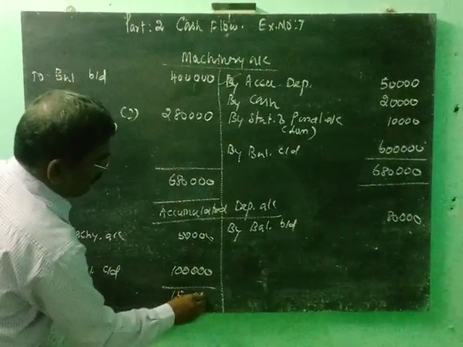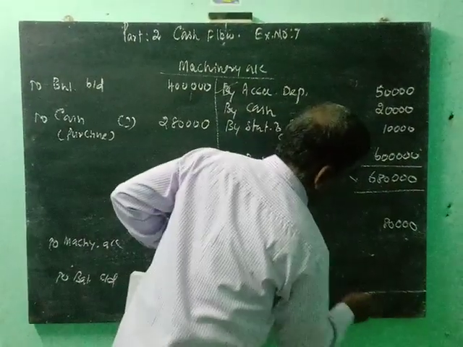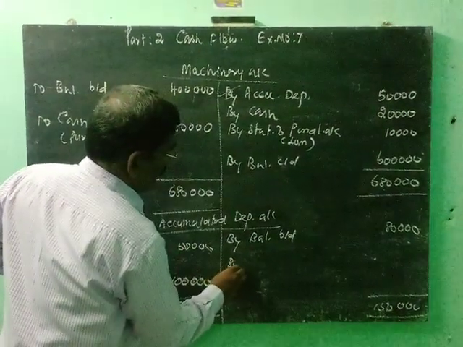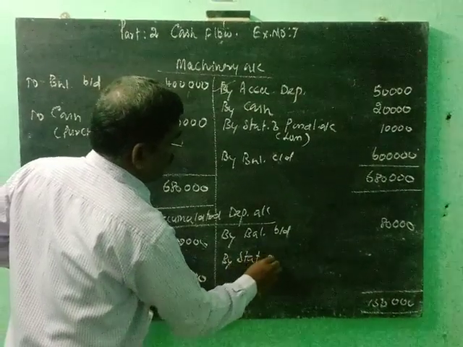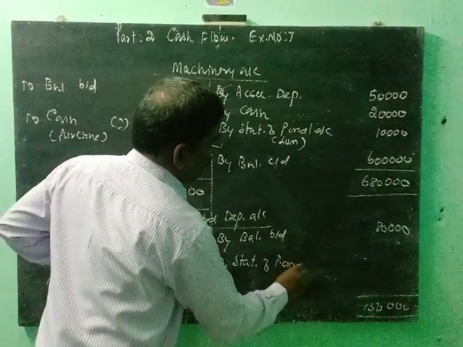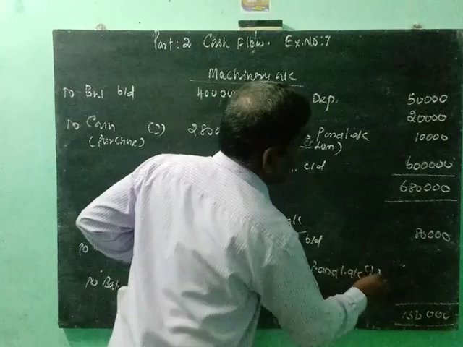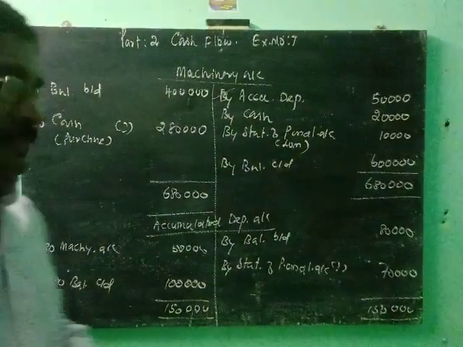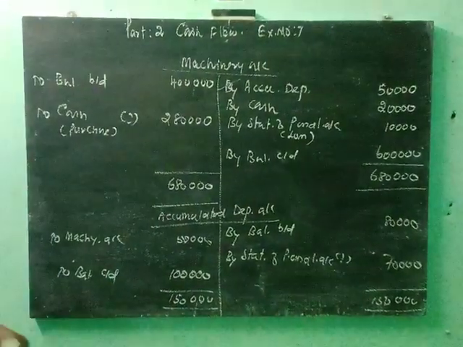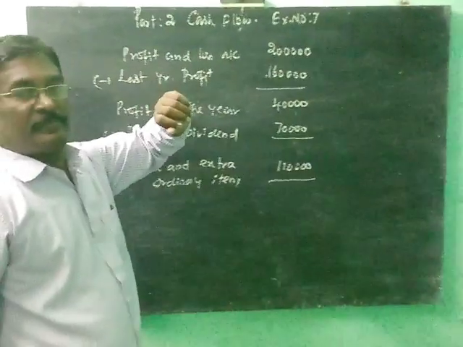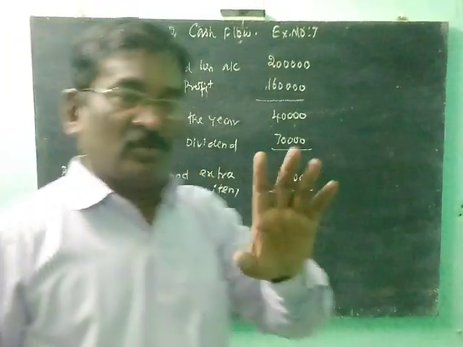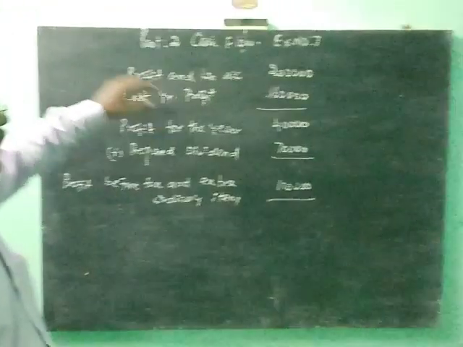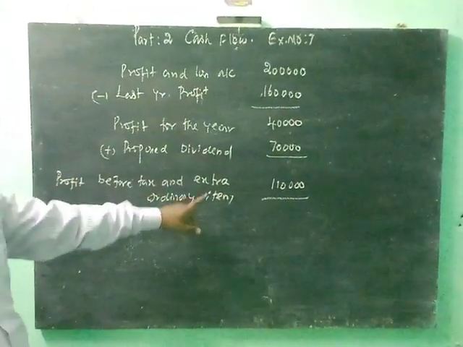So the balance sheet figure is accumulated depreciation provided from P&L account by statement of P&L account. So in this year, accumulated depreciation provided from P&L account is rupees 70,000. So first you must prepare ledger account for every additional information. So ledger account completed. Then next, calculation of profit before tax and extraordinary income.